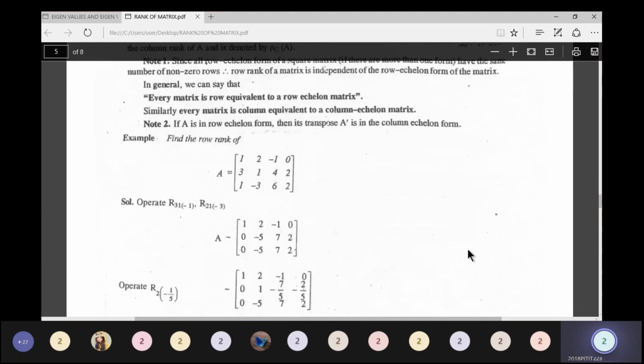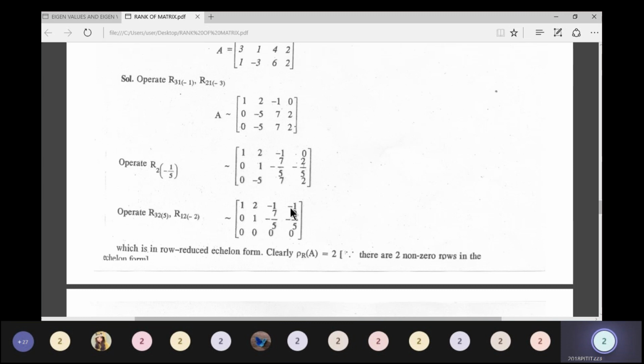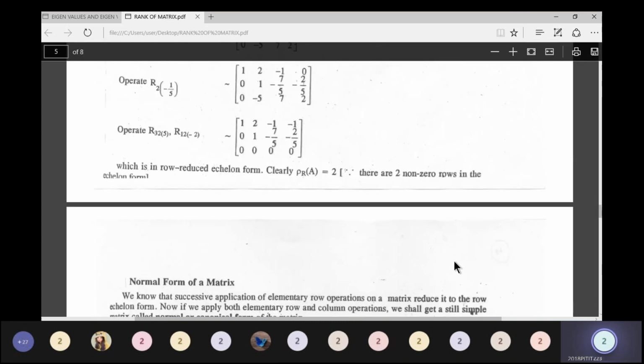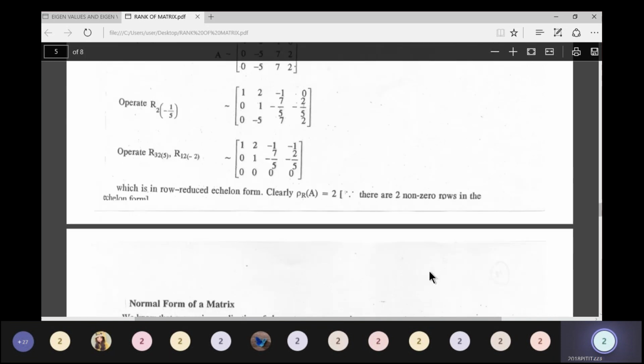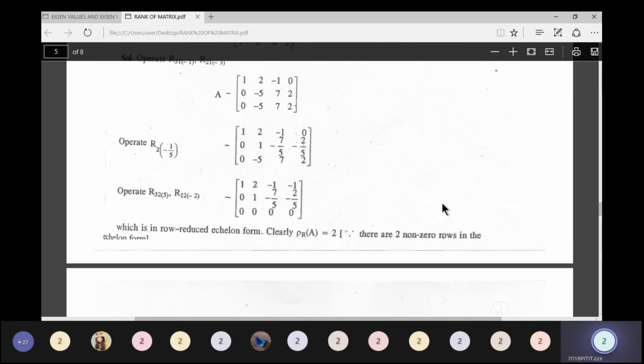I am taking the rank of this matrix. So I am applying the row elementary transformations, making the row echelon form. Clearly rank of A is equal to 2. There are two non-zero rows in the echelon form. If we take the transpose, what will happen? So that is two non-zero rows. Okay. So rank of A is equal to 2.